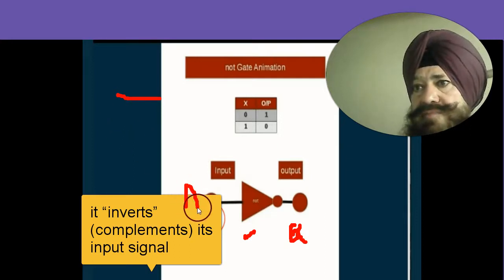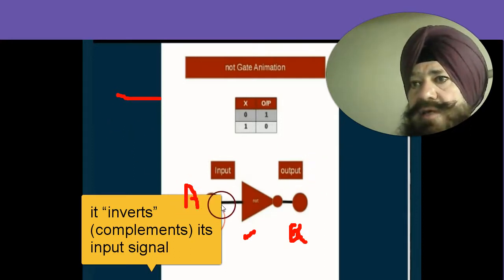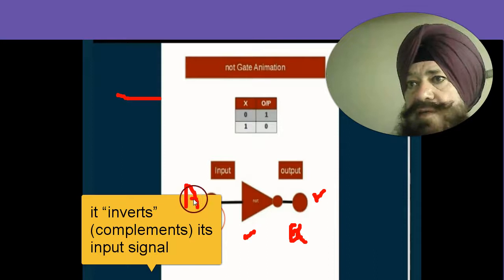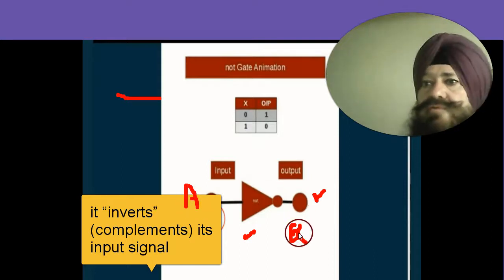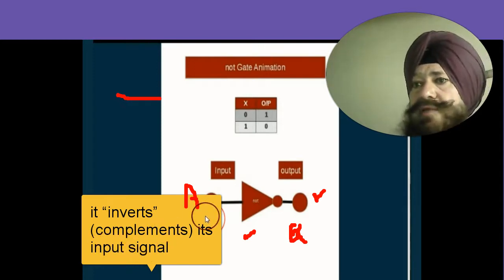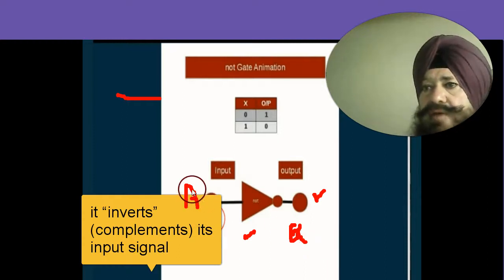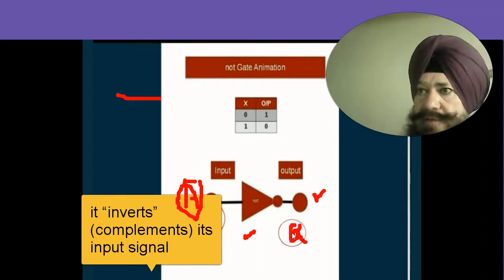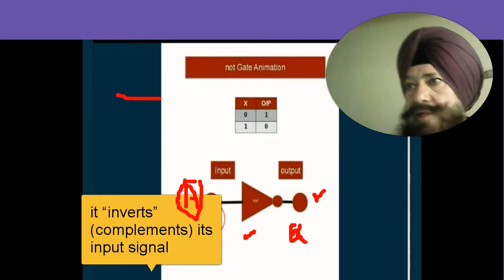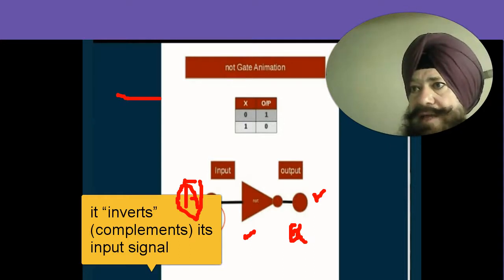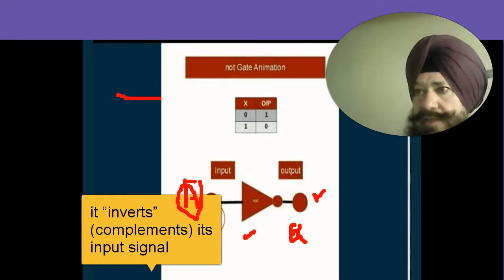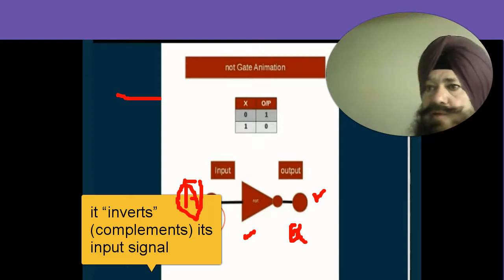If A is the input and A is not true, then Q is true. And if A is true, then Q is not true. It inverts its input signal. Whatever the input signal is, it is inverted by the NOT gate. A NOT gate performs logical negation on its input, that is, it inverts it.